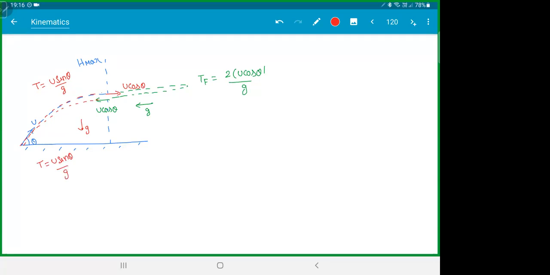It will go till H max, then it will go horizontally. It will slow down, then turn back and again come back. Once you come back, again, gravity has become vertically downward. Again, it will go back to the initial point of projection. I didn't ask you, but the total time of flight will be 2u sine theta by g on the left-hand side, and 2u cos theta by g. That's your total time of flight. Is this making sense?